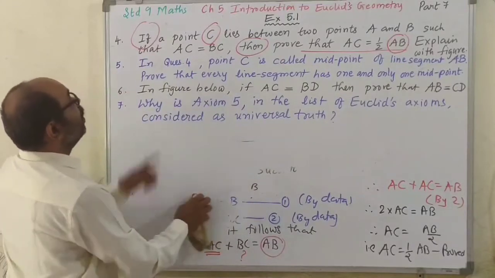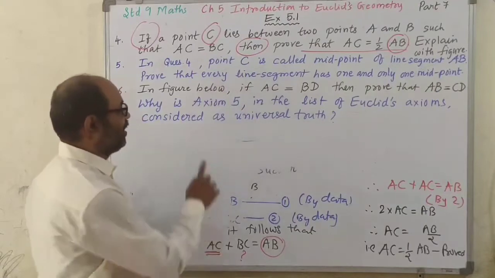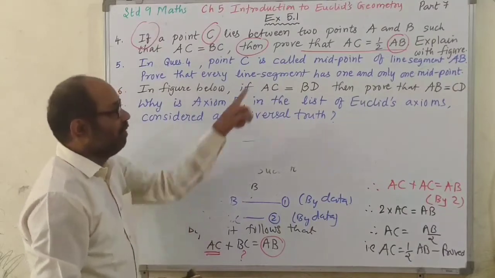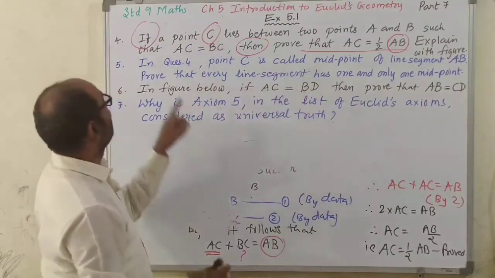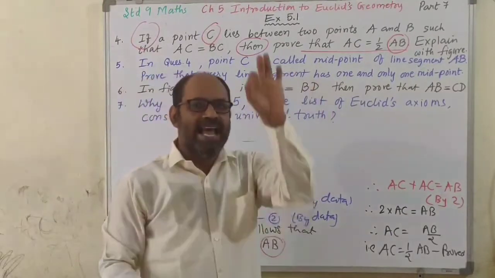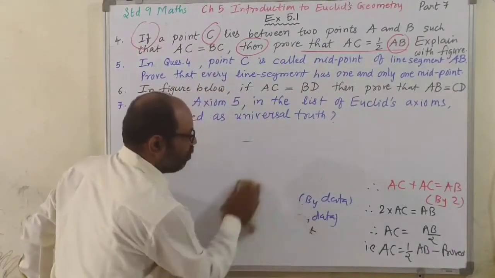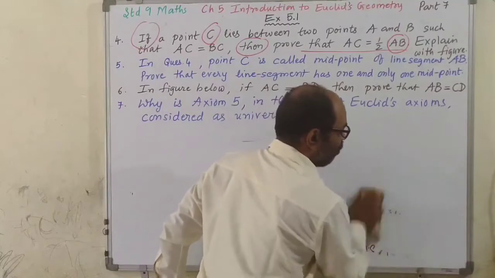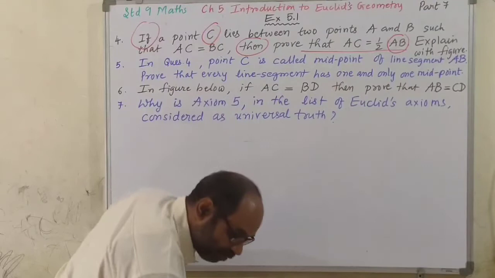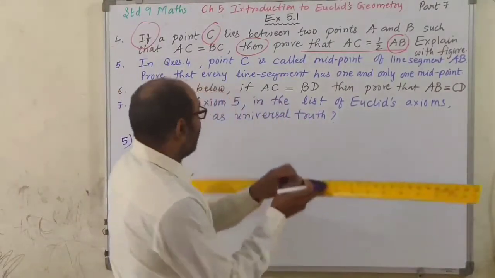What is number 5? In the same question, C is called midpoint. Children, AC equal to BC, then that point C between A and B is called the midpoint of line segment AB. Prove that every line segment has one and only one midpoint. You have to prove that. We can prove it, but again it will be a little bit tough, not easy.